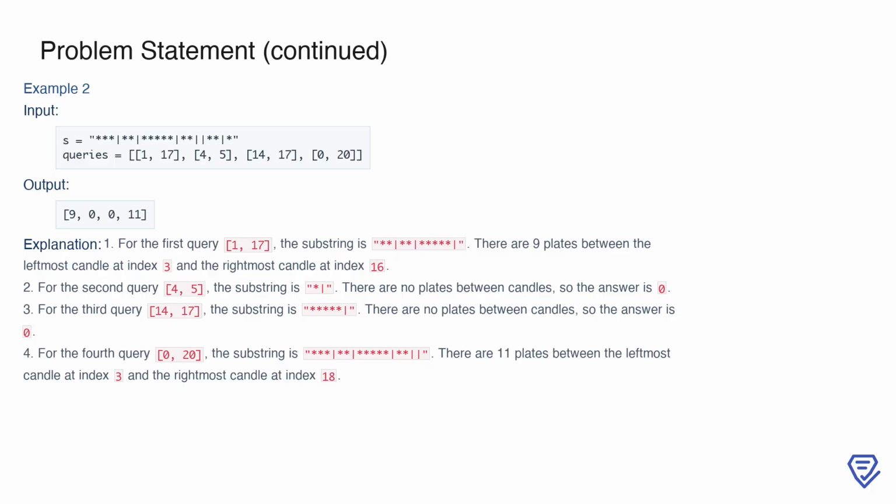For the third query, 14, 17, the substring is a short sequence. Again, there are no plates between candles, so the result is 0. Finally, for the fourth query, 0, 20, the substring is the whole string. Here, there are 11 plates between the leftmost candle at index 3 and the rightmost candle at index 18. Combining these results, the output for this example is [9, 0, 0, 11].